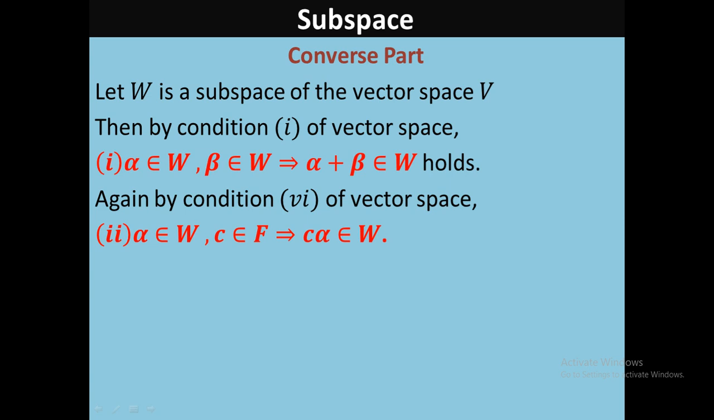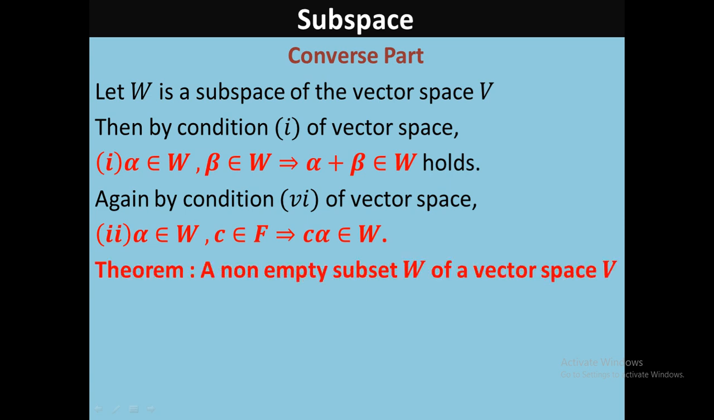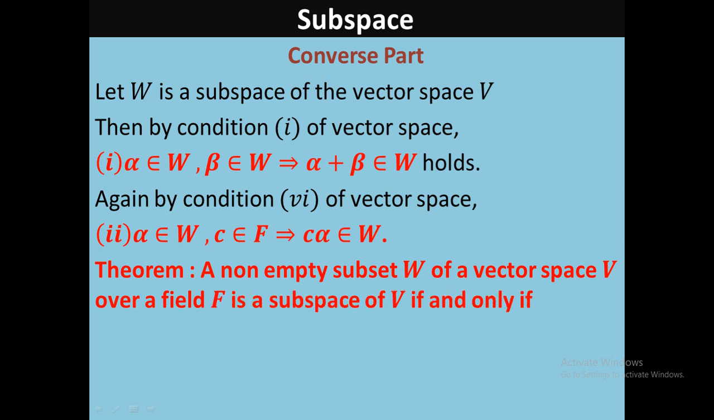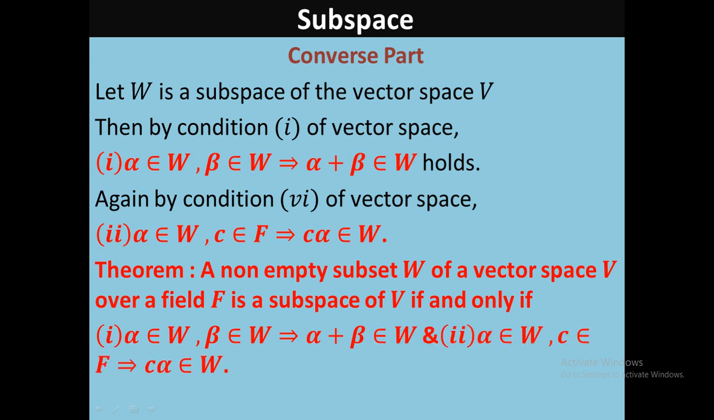So both the conditions are satisfied. Therefore the theorem holds: a non-empty subset W of a vector space over a field F is a subspace of V if and only if alpha plus beta is in W for all alpha, beta in W, and C dot alpha is in W for all C in F and for all alpha in W. So this is the if and only if condition. When W is a subspace, then the two conditions are satisfied, and when the two conditions are satisfied on a non-empty set W, then W is a subspace, or subvector space, over the field F.